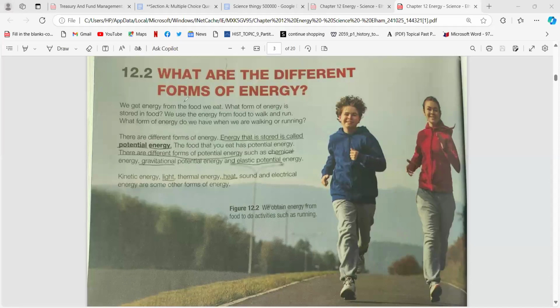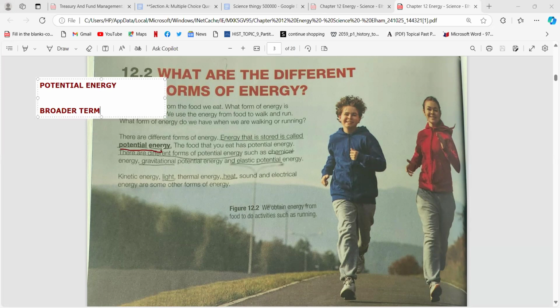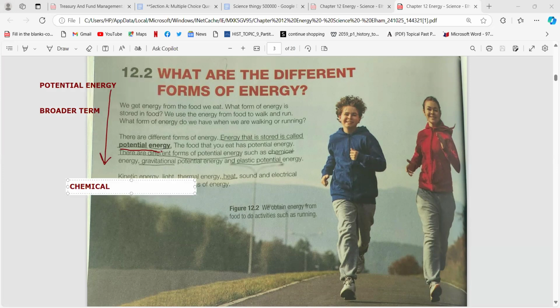So what are the different forms of energy? There are different forms of energy, and energy that is stored is called potential energy. So potential energy is the broader term, right? And then the narrower terms are the different forms of potential energy. So they can be chemical energy, which is found in food, and then gravitational potential energy and elastic potential energy. Now, kinetic energy, light, thermal energy, heat, sound, and electrical energy are some other forms of energy.